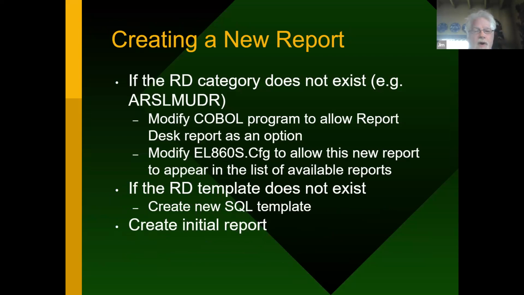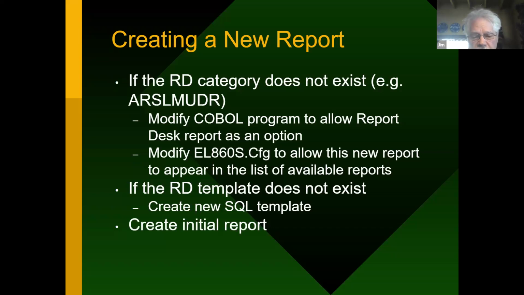So creating a new report, how do we do that? What's involved? If the category or the report ID does not exist, like ARSLMUDR, we have to first modify the COBOL program that has the list option or print option on it to allow Report Desk to be called as an option. And then we go in and modify the system configuration file, add a couple entries there, so that it associates ARSLMUDR with the program that's normally called to produce a legacy report.